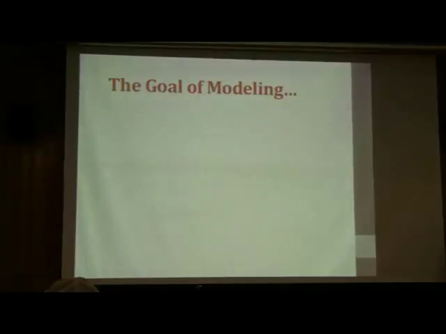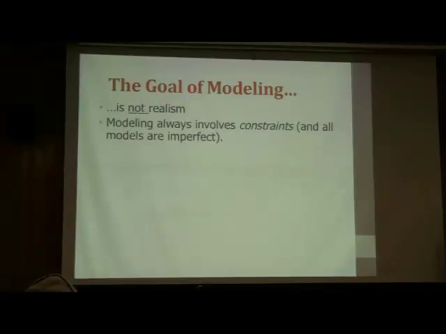And the goal of modeling, and this is where my undergraduate students at Middlebury College always get frustrated when this slide comes up, is not realism. This is a little bit counterintuitive. The students are always hoping when they take the course that somehow through computer modeling they will achieve full realism of the system being modeled. Modeling always involves constraints. All models are imperfect, and all models involve simplifications and abstractions.